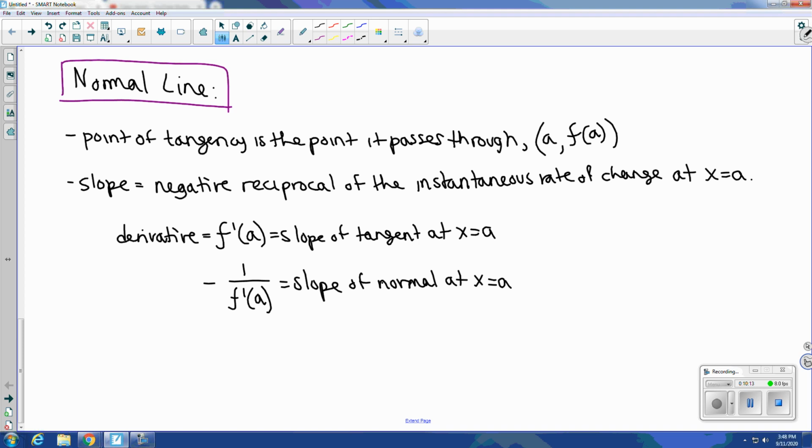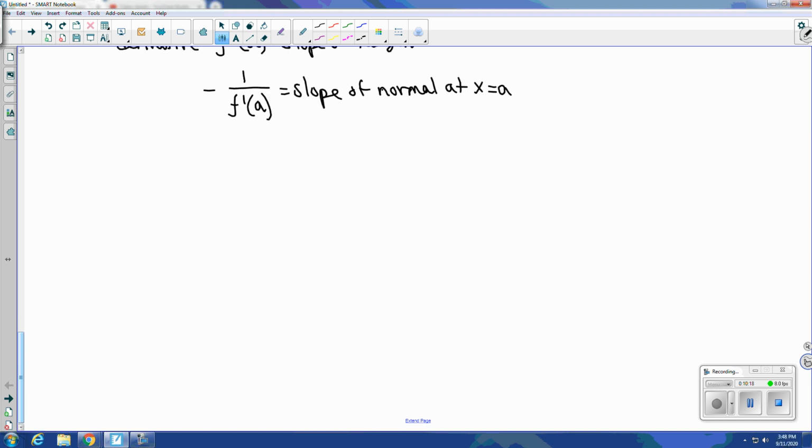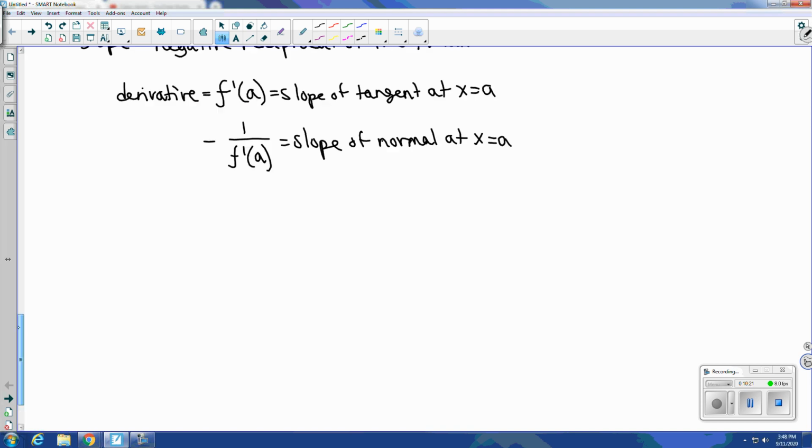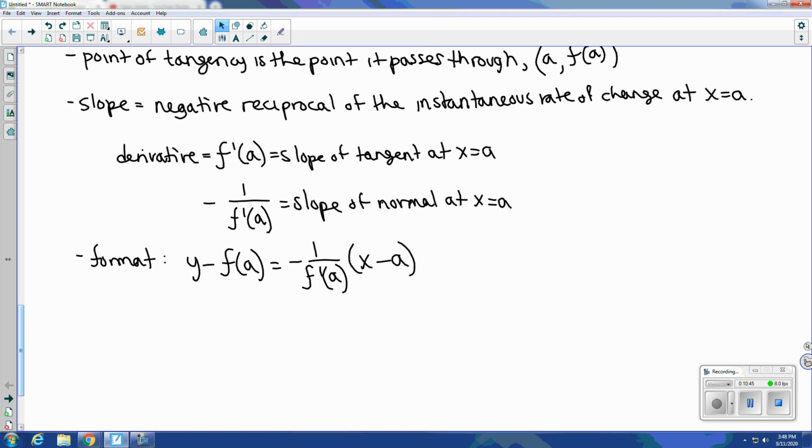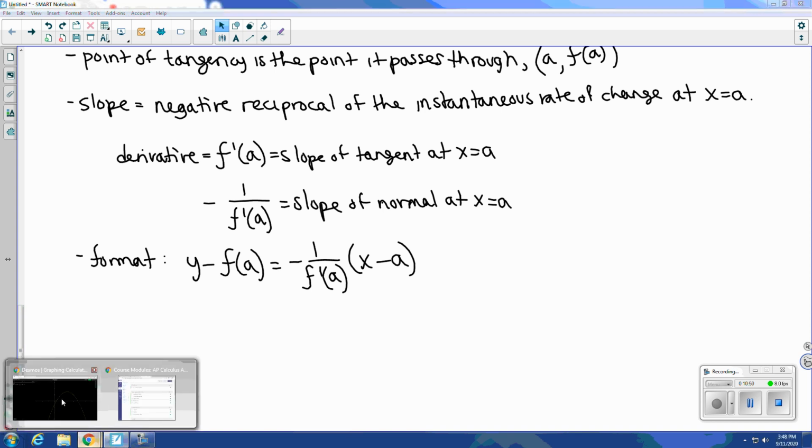Okay, so flip it, make it negative, and there's the slope of the normal line. So our general format is y minus f of a equals -1 over f prime of a, x minus a, if it's passing through the point a, f of a. So now, to verify that that is in fact all we need, let's hop over to Desmos and run through the visual and how to write these lines.